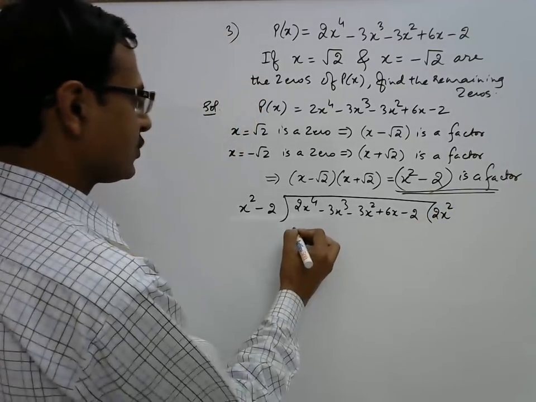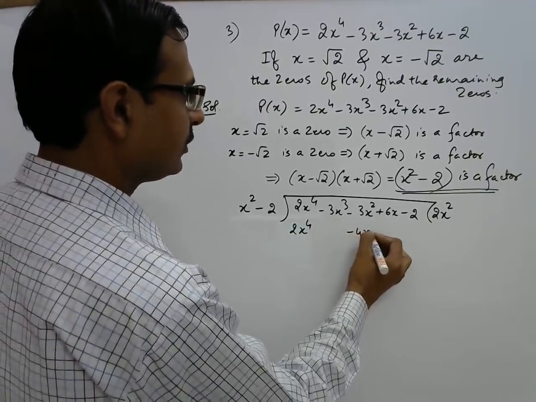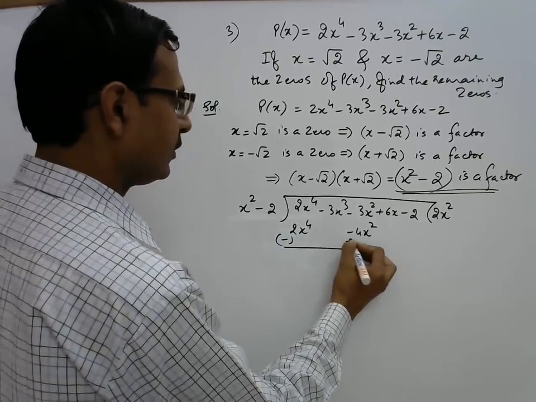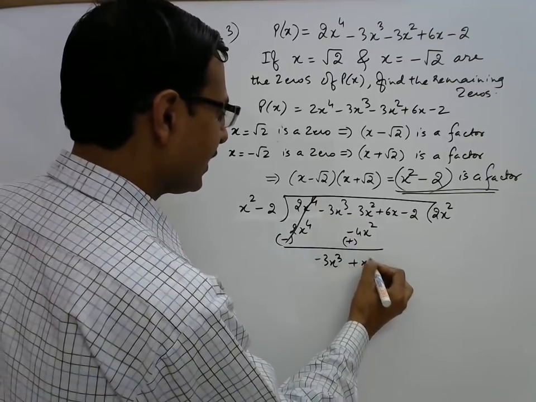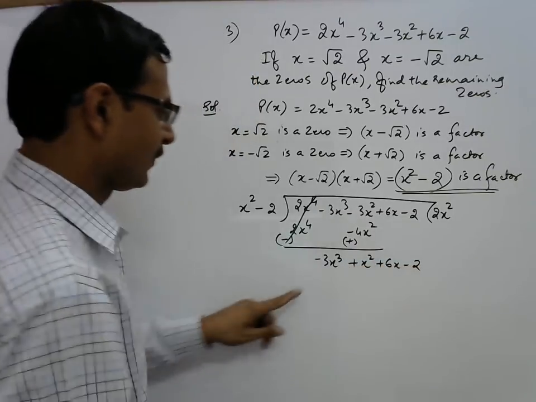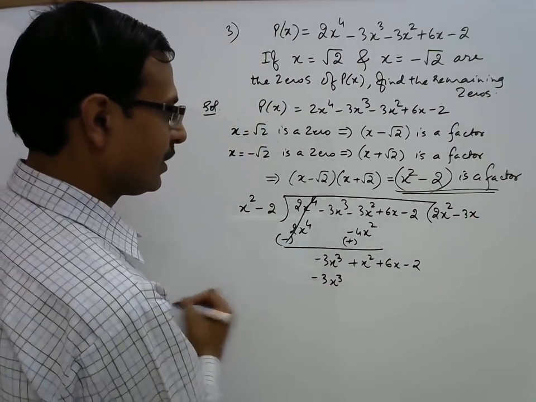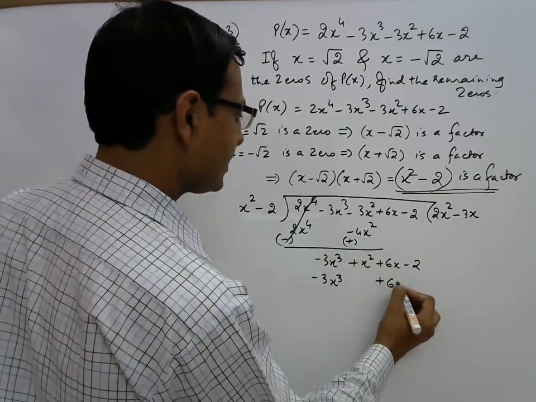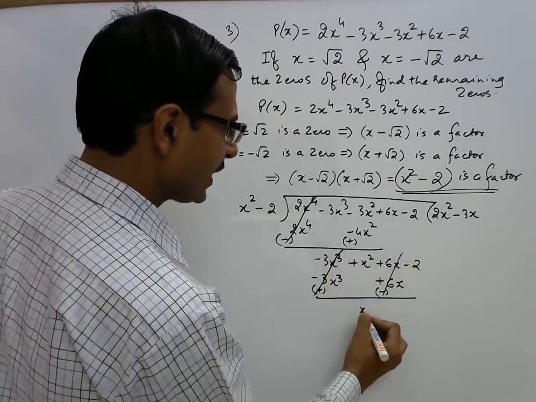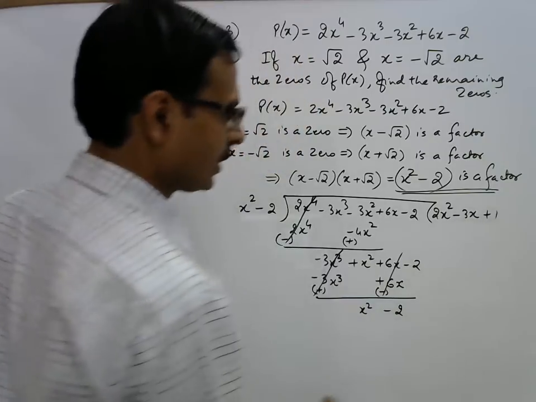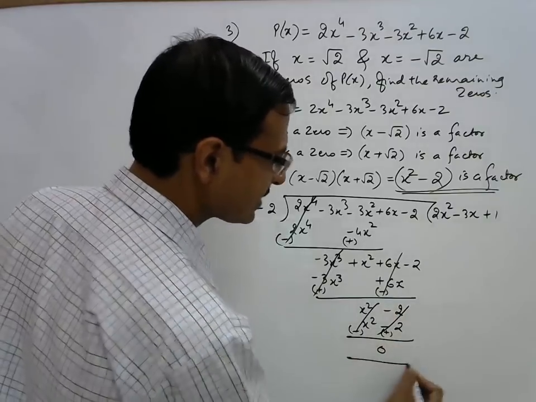2x square. So 2x^4 minus 4x square. So 4x square has to be written here. Change the sign. This is cancelled. So minus 3x cube plus x square plus 6x minus 2. So minus 3x cube plus 6x. So you get, this is cancelled. So you get x square minus 2. So plus 1, you get x square minus 2, which you can cancel to get the remainder as 0.